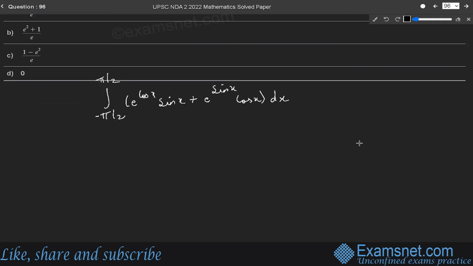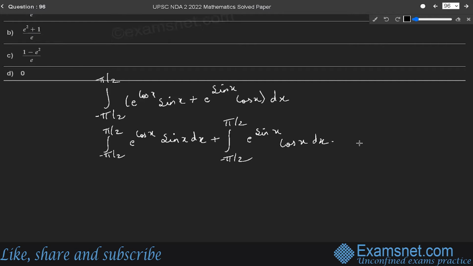So first, separating this term, it will be the integral from minus pi by 2 to plus pi by 2 of e to the power cos x sin x dx plus the integral from minus pi by 2 to plus pi by 2 of e to the power sin x cos x dx. Now looking at the first term, since there are the opposite limits, which is minus pi by 2 and plus pi by 2, it is an odd function. And since it is an odd function, the value will be 0.